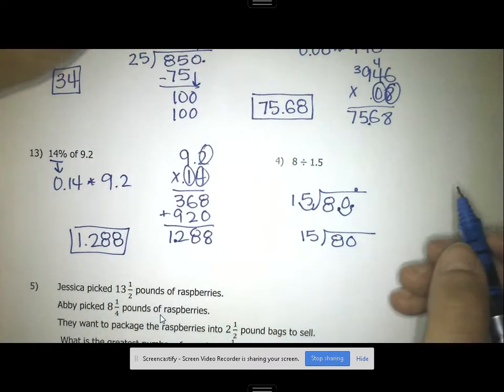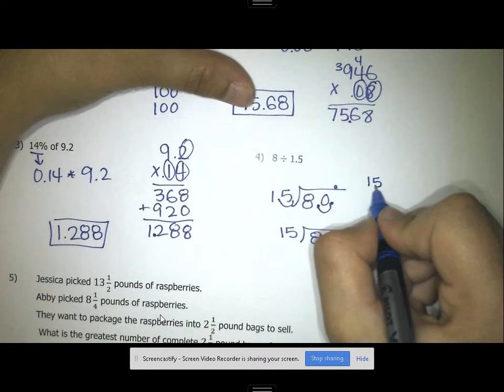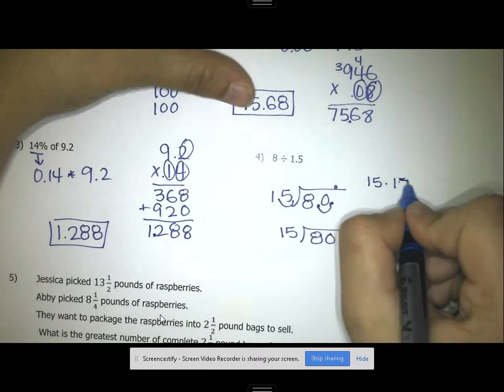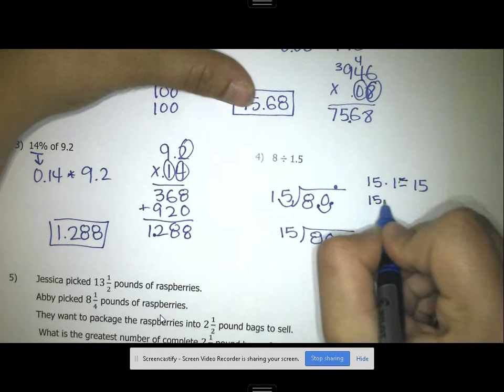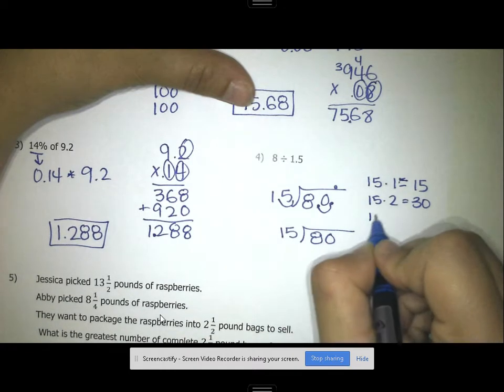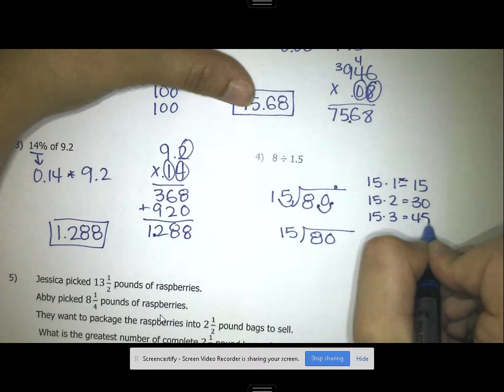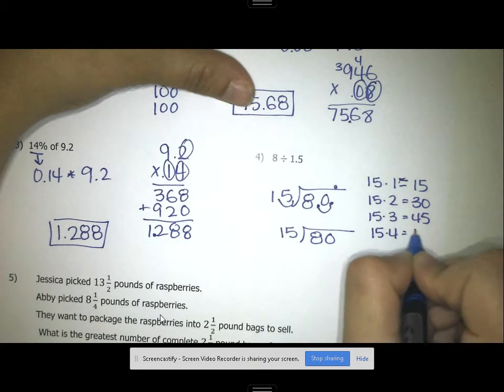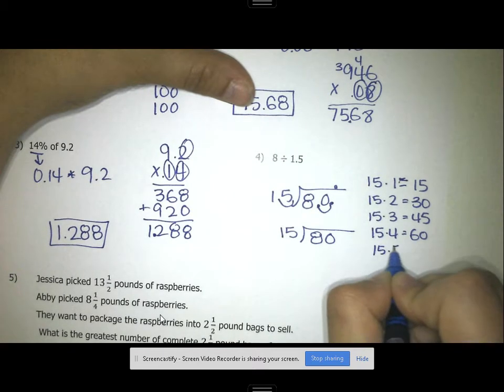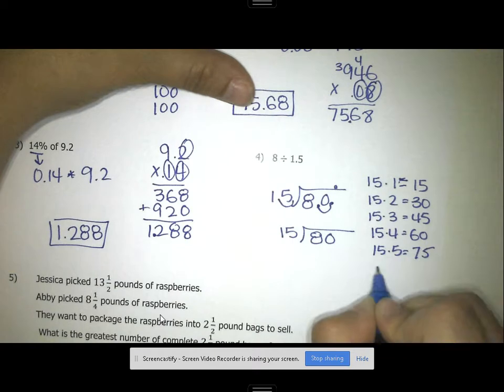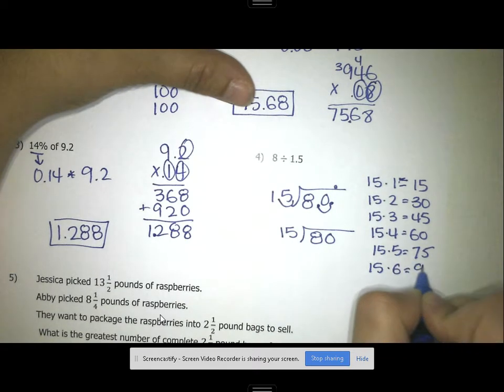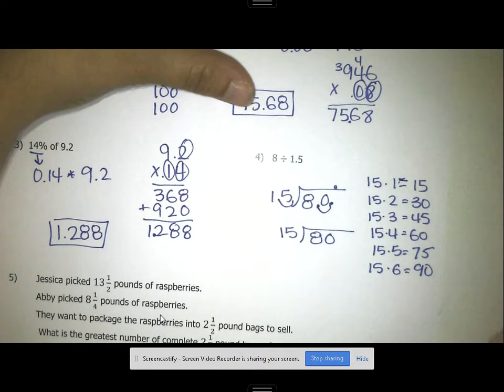All right, well, let's see. 15 times 1 is 15. 15 times 2 is 30. 15 times 3 is 45. 15 times 4 is 60. 15 times 5 is 75. 15 times 6 is 90. So this might help me when I'm solving my division later.